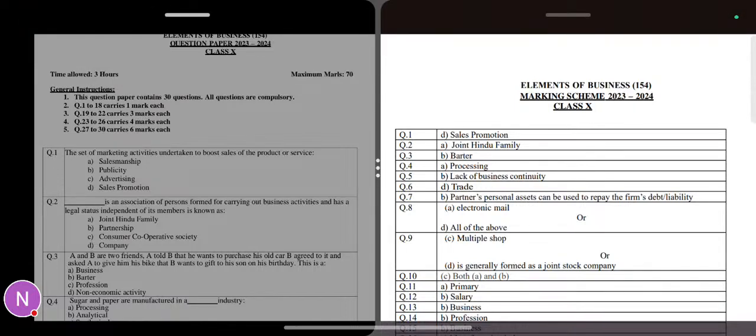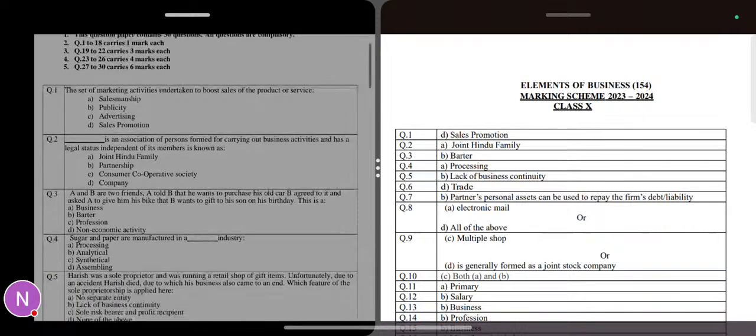Next, the second question: Dash is an association of persons formed for carrying out business activity and has a legal status independent of its members. Is it joint Hindu family, partnership, consumer cooperative society, or company? So joint Hindu family is an association of persons formed for carrying out business activities and has a legal status independent of its members. Option A.